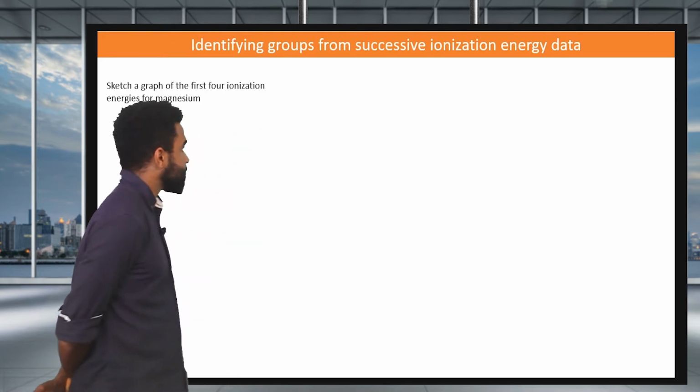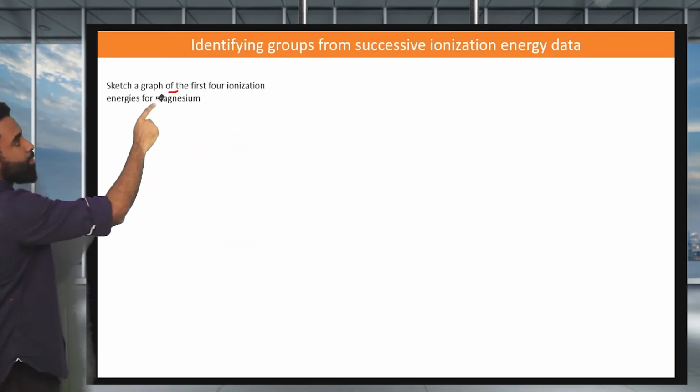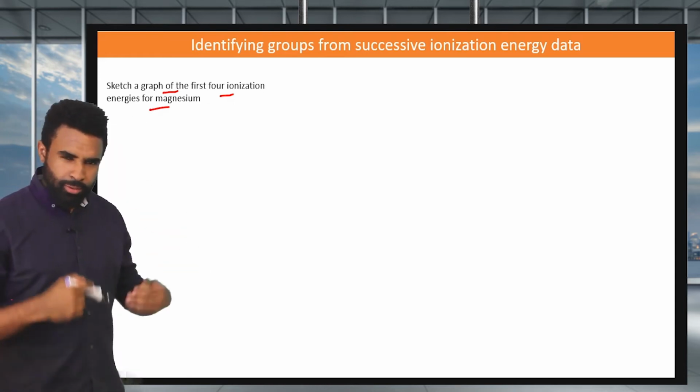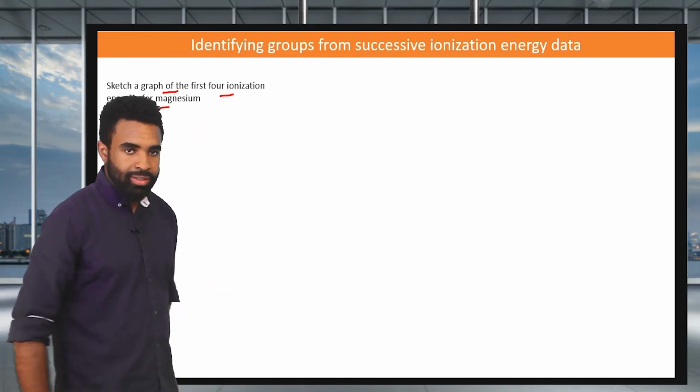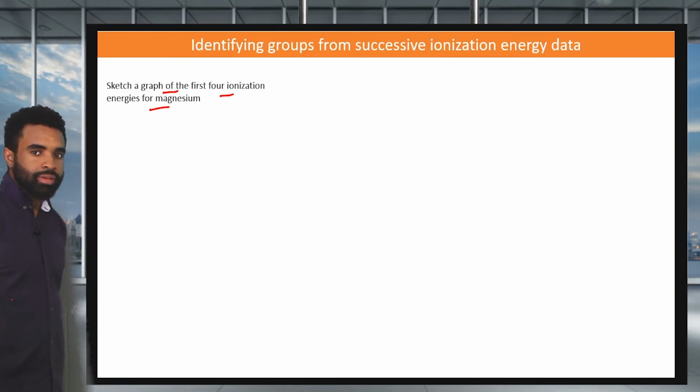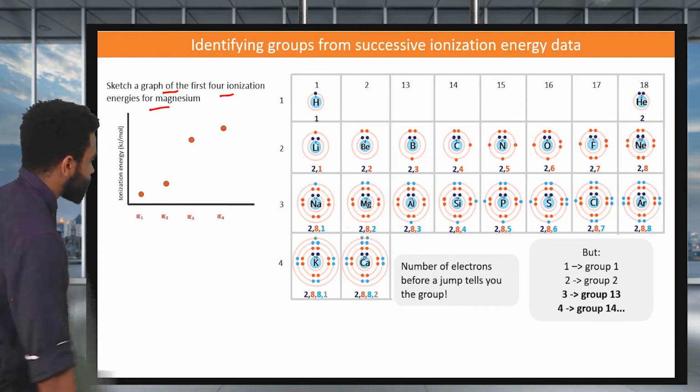Let's move to another one. Sketch a graph of the first 4 ionization energies for magnesium. How would you go about doing this? Pause, think about it, see if you can sketch something on whatever piece of paper you have around you. And in 3 seconds, I will reveal the solution. 1, 2, 3. Here is our solution, okay?